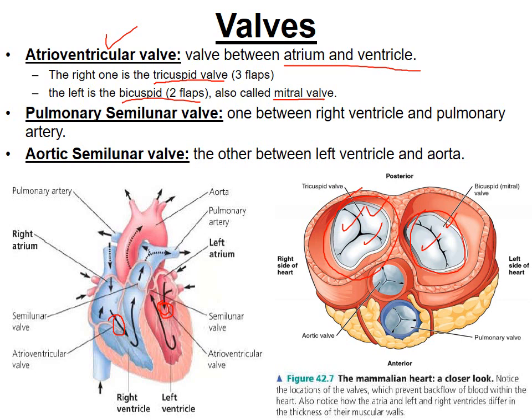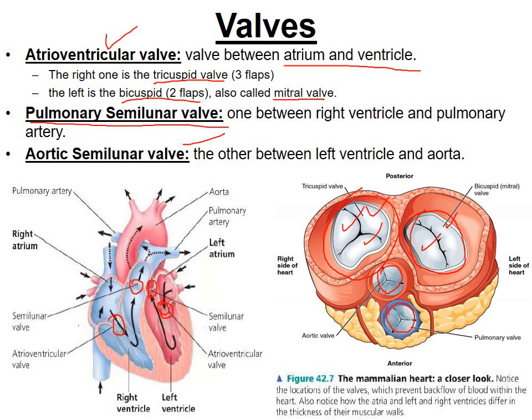You have a semilunar valve, which is the valve between the right ventricle and the pulmonary artery. So we call that the pulmonary semilunar valve. And then we also have the one that's in between the left ventricle and the aorta, and we call that the aortic semilunar valve. So we can see this pulmonary valve over here. We can see this aortic valve over here.